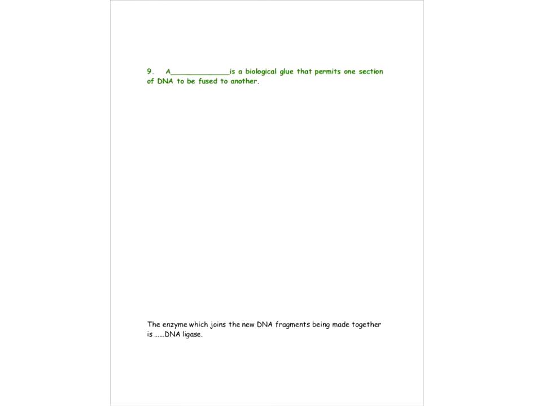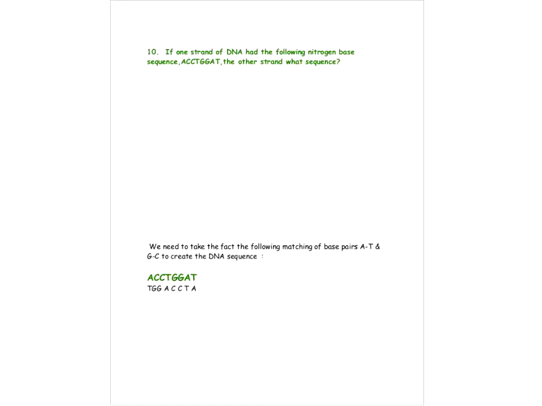This question says, a blank is a biological glue that permits one section of DNA to be fused to another. And that was the other important enzyme we looked at. So the enzyme which joins the new DNA fragments being made together is DNA ligase. So DNA ligase is like a glue that joins DNA fragments together. Those were the Okazaki fragments.